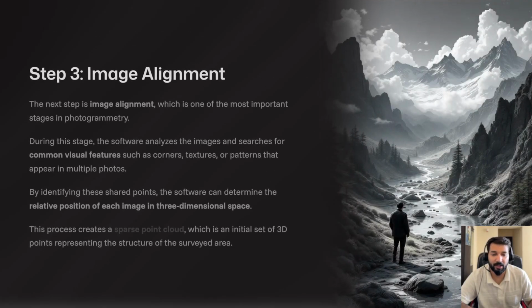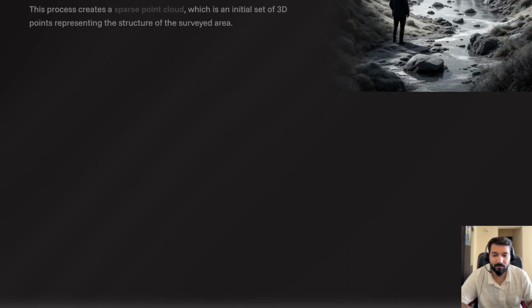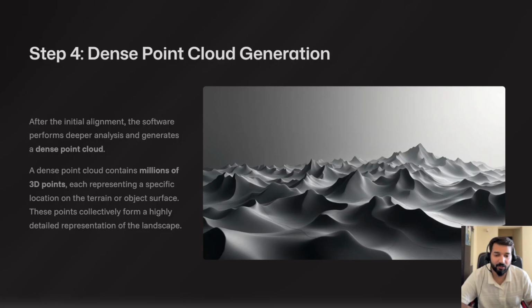Step 3. Image alignment. The next step is image alignment, which is one of the most important stages in photogrammetry. During this stage, the software analyzes the images and searches for common visual features such as corners, textures, or patterns that appear in multiple photos. By identifying these shared points, the software can determine the relative position of each image in three-dimensional space. This process creates a sparse point cloud, which is an initial set of 3D points representing the structure of the surveyed area.